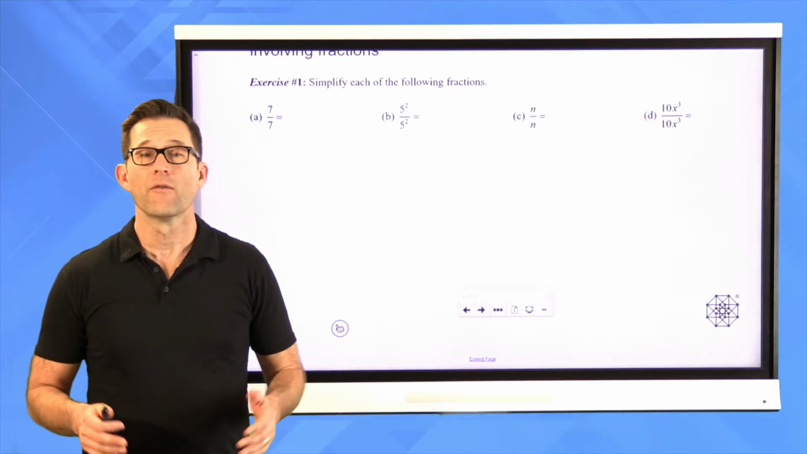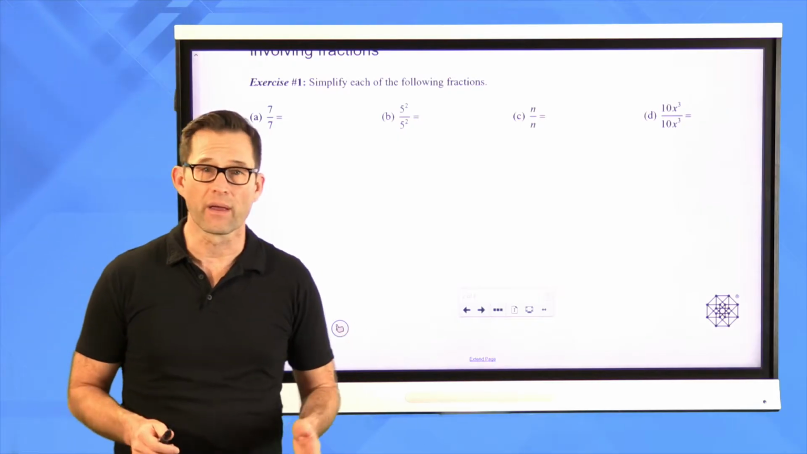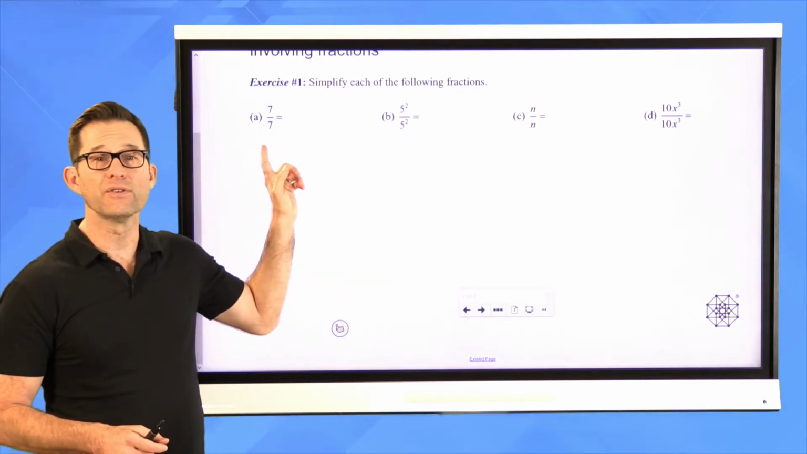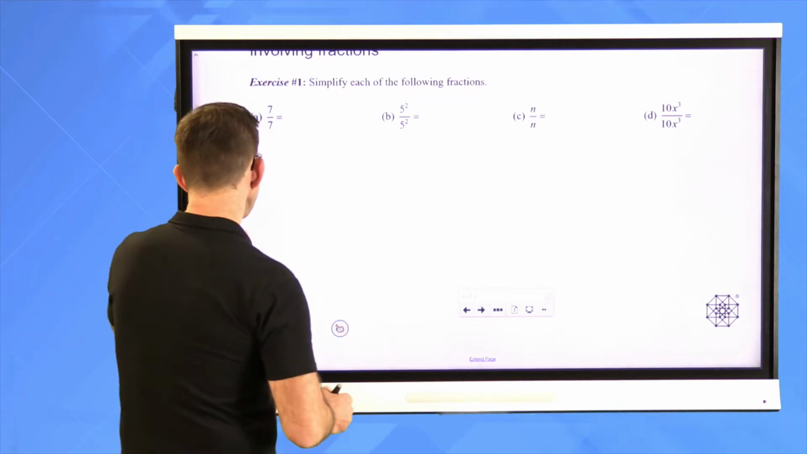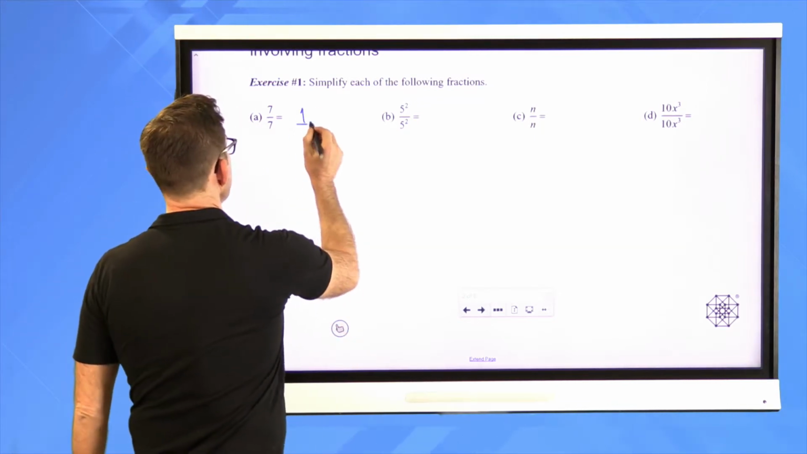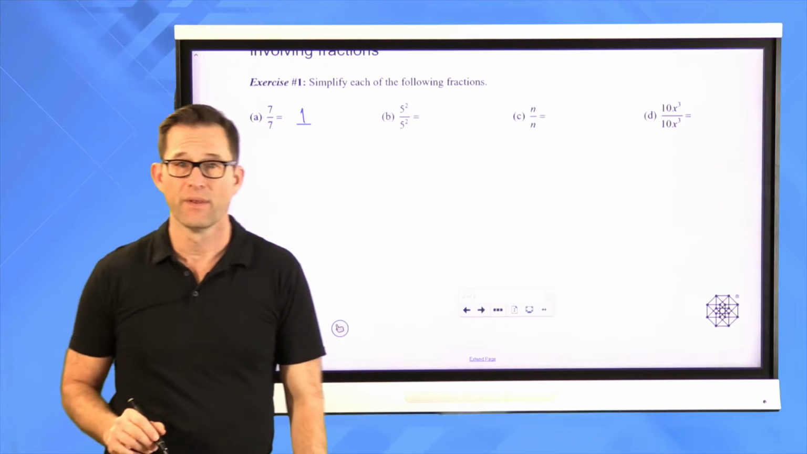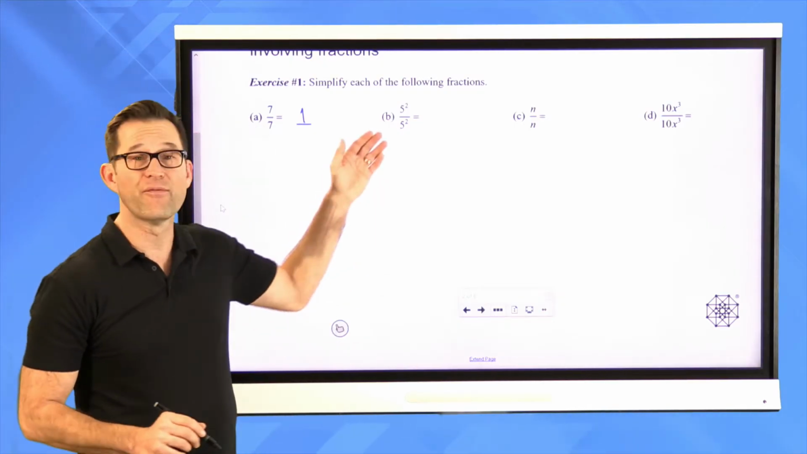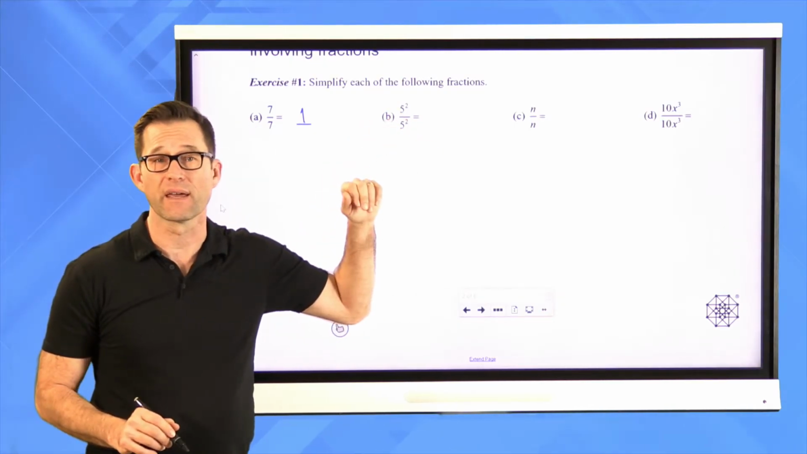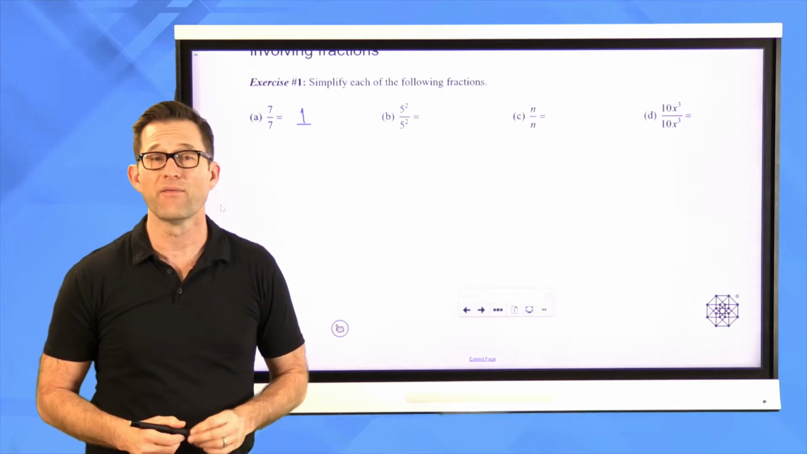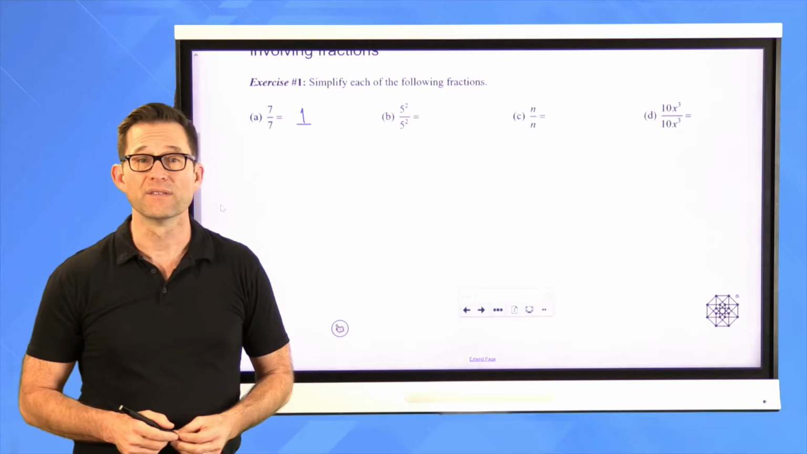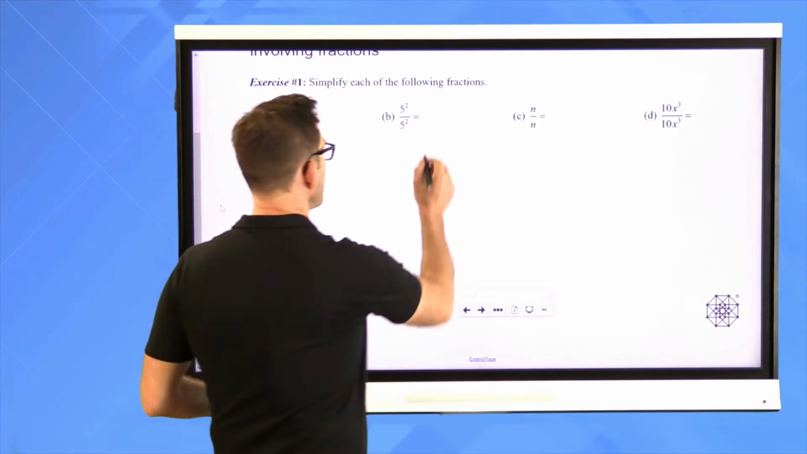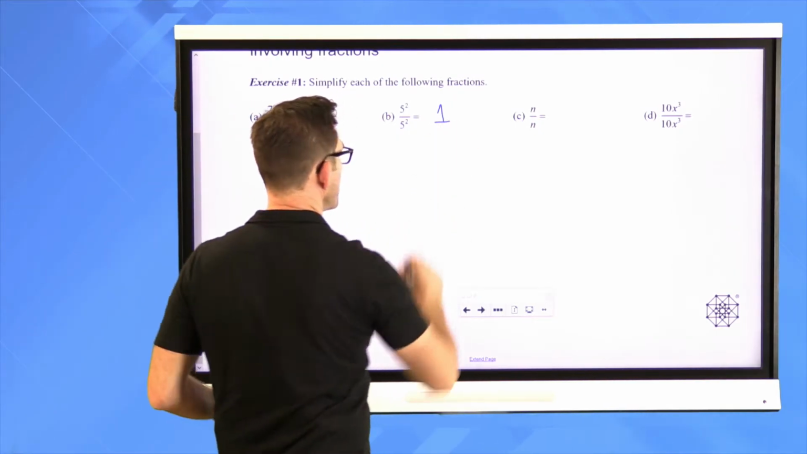Well, look, fractions and division are the same thing. So when I look at this, I literally should think about it as what is 7 divided by 7. And of course, 7 divided by 7 is 1 because 1 times 7 is 7, right? In letter B, I have 5 to the second divided by 5 to the second. Now, if you'd like to think about that as 25 divided by 25, you go right ahead. But the plain fact is 5 to the second divided by 5 to the second is equal to 1, right?